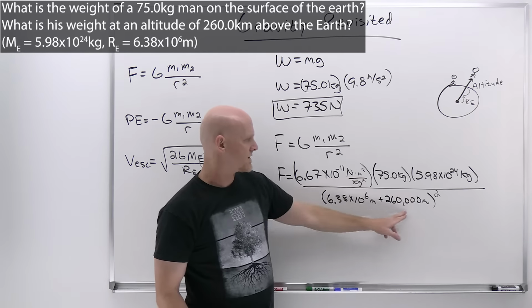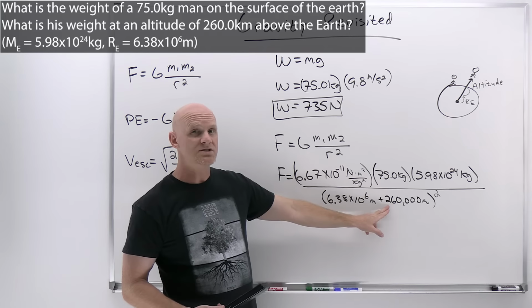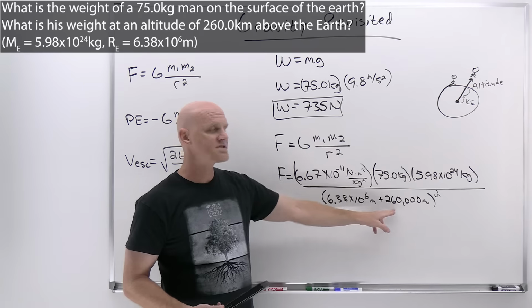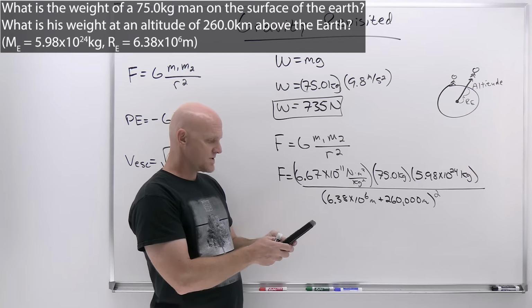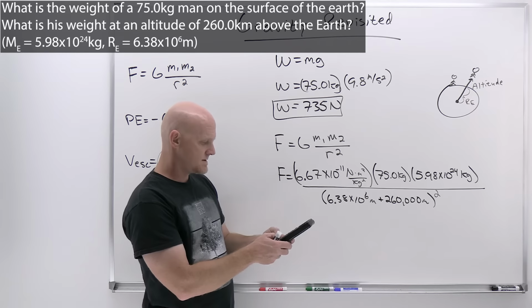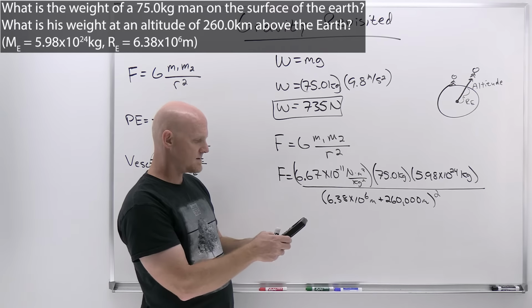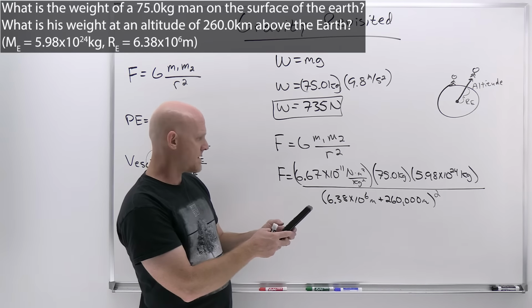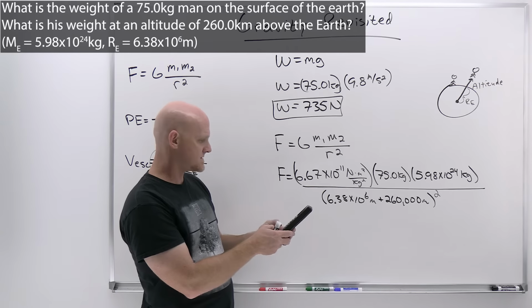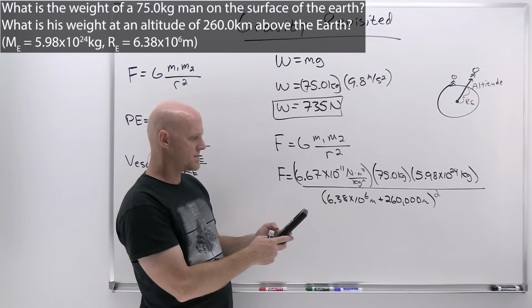And notice the bottom here, if you were going to try and add this together, you could put these both in scientific notation and make this like 0.26 times 10 to the 6th, so that they both have the same power before adding them. But obviously, you can just let your calculator do all the work for you. So 6.67 times 10 to the negative 11 times 75 times 5.98 times 10 to the 24th divided by, get my parentheses in there, 6.38 times 10 to the 6th plus 260,000. And then don't forget to square that denominator as well.